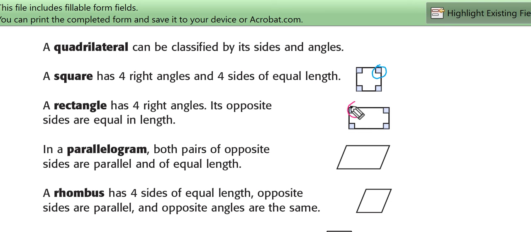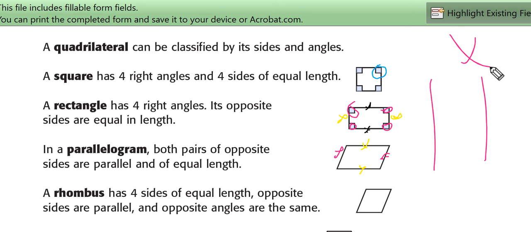A rectangle also has 4 right angles by the 4 little boxes in the corners. Okay, but the opposite sides, that means the bottom side and the top side, are the same length, and the left side is the same length as the right side. All right. In a parallelogram, both pairs of opposite sides are parallel. What that means is that the top side is parallel to the bottom side, and the left side is parallel to the right side, meaning they're going to be side by side. They'll never cross.